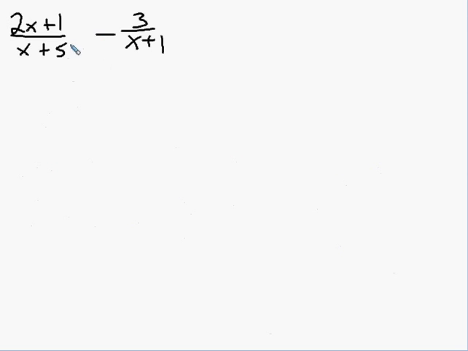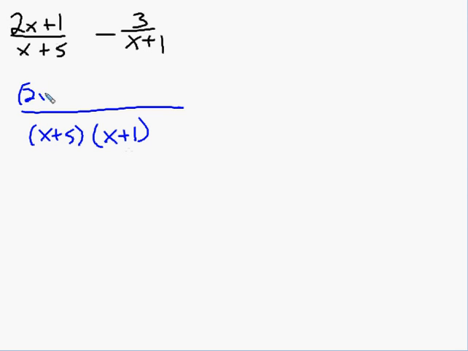Alright, now we're combining. So we need a common denominator. So I look at both of these. X plus 5, x plus 1, 2x plus 1. Now, what is this denominator missing? The x plus 1. So I'm going to multiply my numerator by x plus 1. Minus. So this is going to be very important with our distributing, because we have a minus sign. This denominator is missing the x plus 5, so x plus 5.